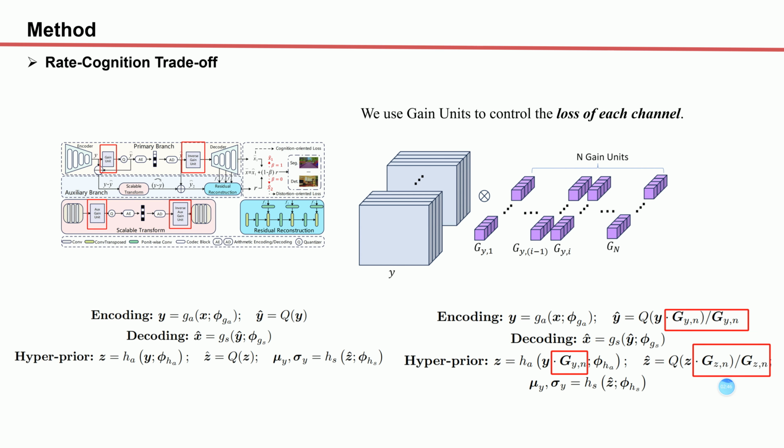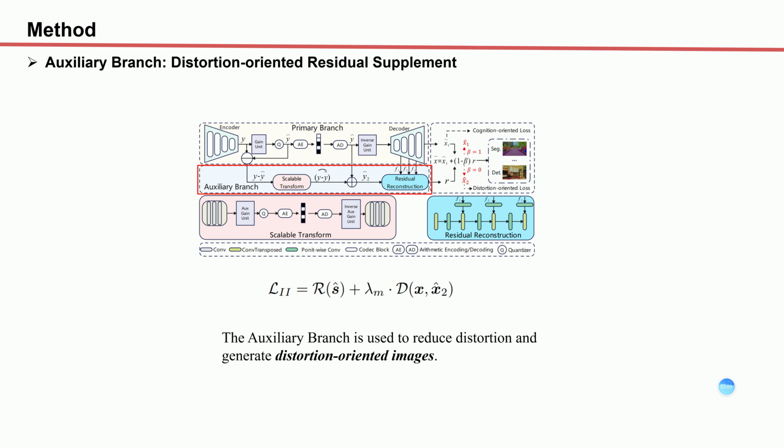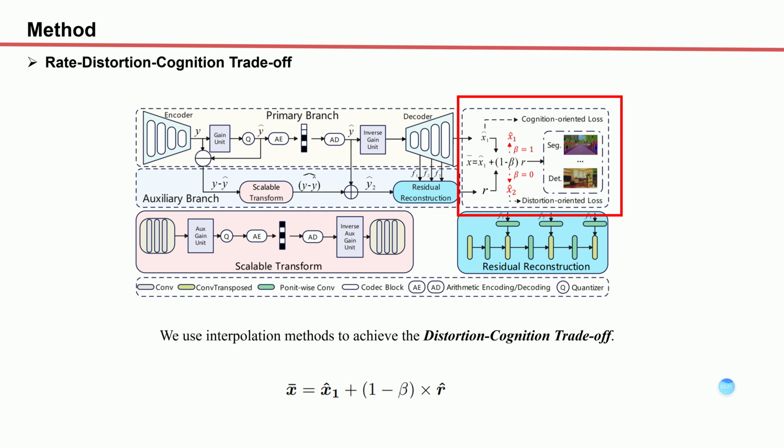To achieve the rate-cognition trade-off, we introduce gain units to control the precision and loss for different channels. Specifically, we set several learnable parameters to control the channels, multiplying them before and after the quantization of the latent code Y, enabling us to control the loss generated during quantization. Furthermore, we introduce an auxiliary branch that uses a small amount of bit stream to supplement details and reduce distortion. This branch is optimized using MSE loss. Through these operations, we achieve both the rate-cognition trade-off and performance optimization for multiple downstream tasks.